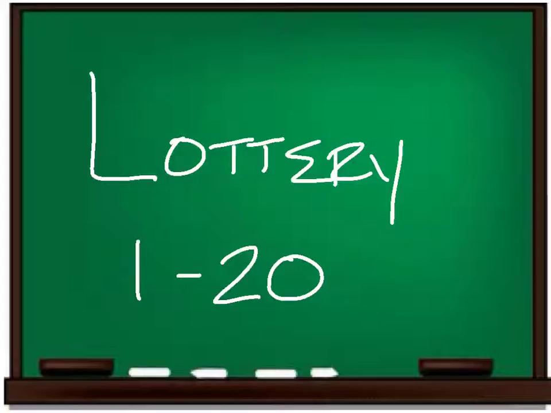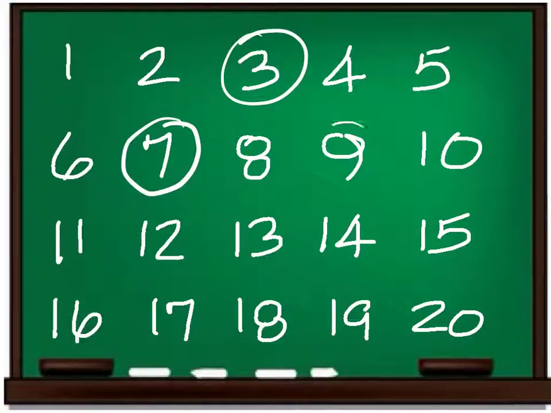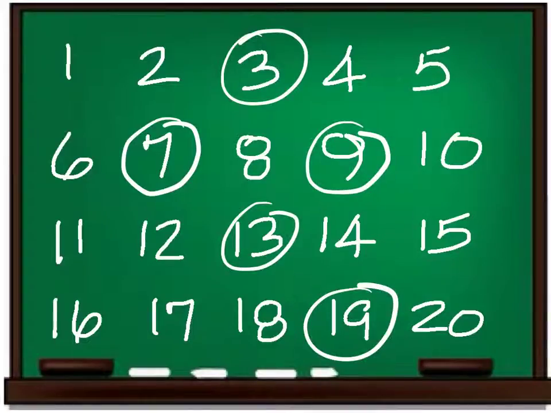Lottery numbers 1 to 20, and the winning numbers today are 3, 7, 9, 13, 19.